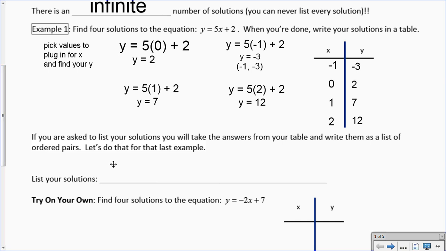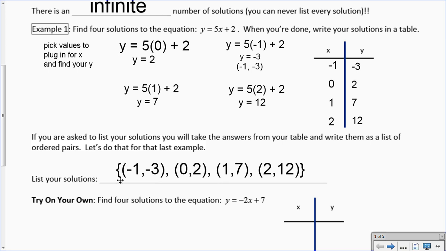When you write them as a list, you need to put them in a set. So with braces, these little curly parentheses. Curly parentheses to start, then write your ordered pairs, and then a curly parenthesis to end. These do not have to be perfect. Mine aren't perfect. Just go ahead and try your best with it, as long as it doesn't look like a parenthesis. It should not look like a parenthesis.